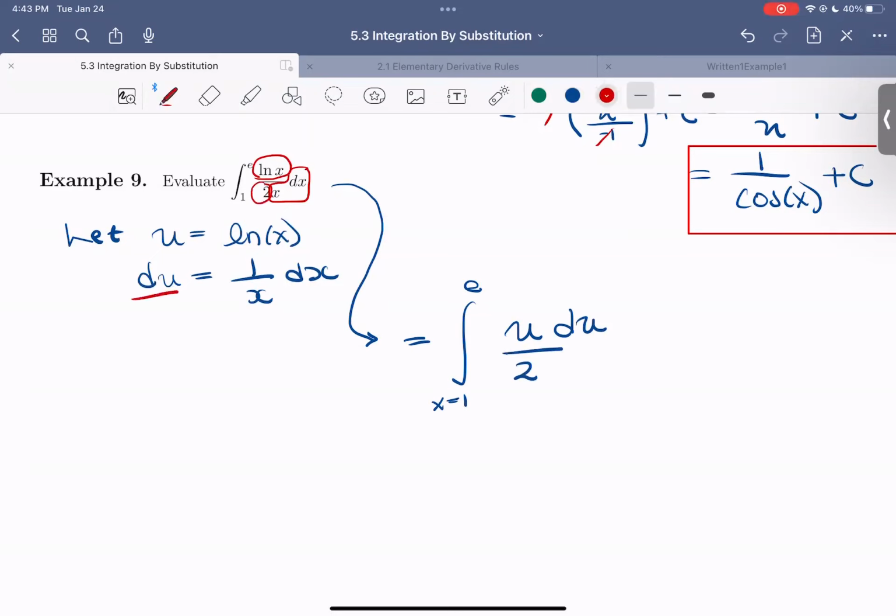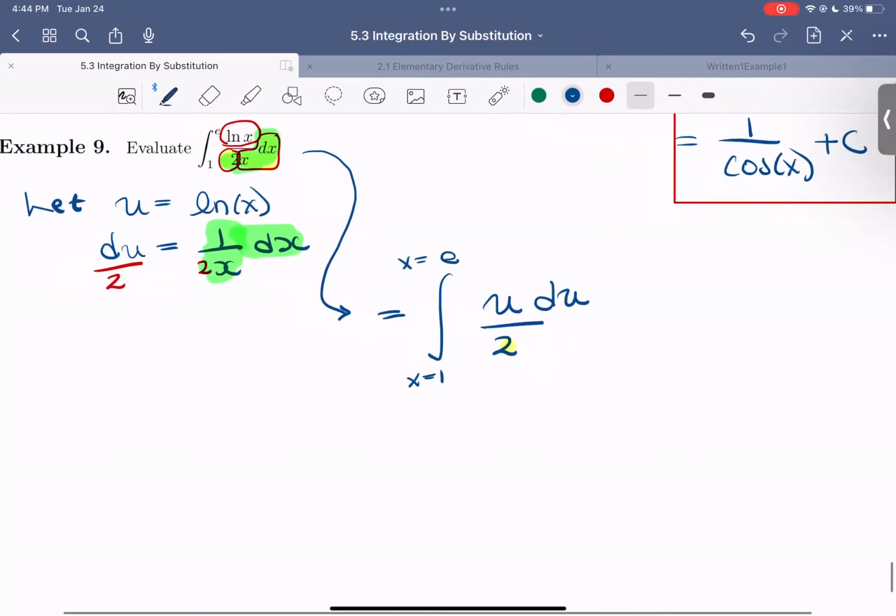We could either introduce that here, divide both sides by 2 to really see dx over 2x, or we can just be mindful of that when we're doing the substitution, that if we don't have something pop out in the du, then we need to make sure we include it in our integral. Okay, and again, at this point, I like to go ahead and change these bounds to be u's.